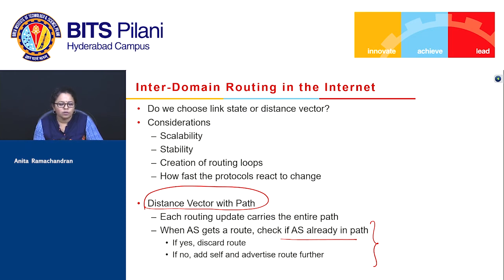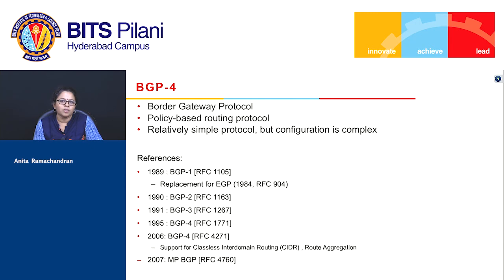Distance vector with path, or path vector algorithm, is what is commonly used for inter-domain routing, and the most popular protocol in that segment is Border Gateway Protocol, or BGP, which is a policy-based routing protocol. It is a relatively simple protocol, but the configuration is complex. However, the advantage with complex configuration is that you get to play around with policies and other things in such a manner that it enables smooth conversations between ASes in terms of exchange of information.